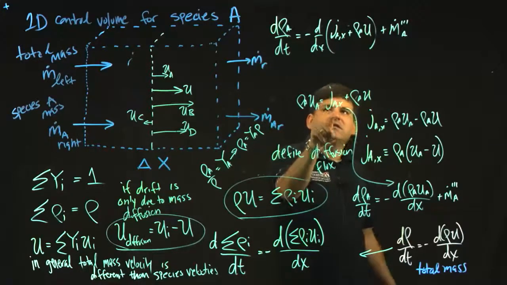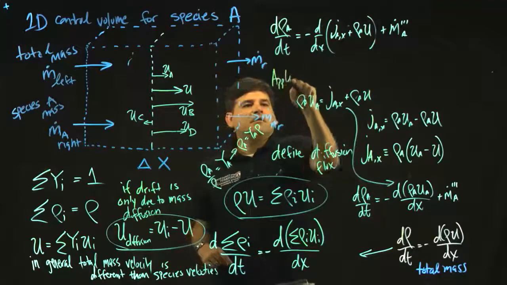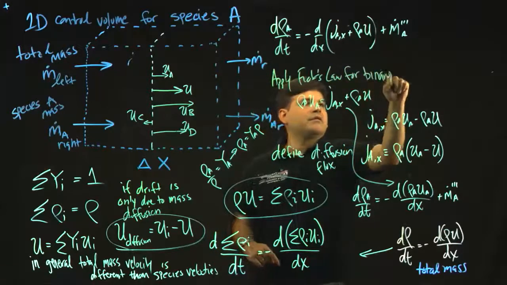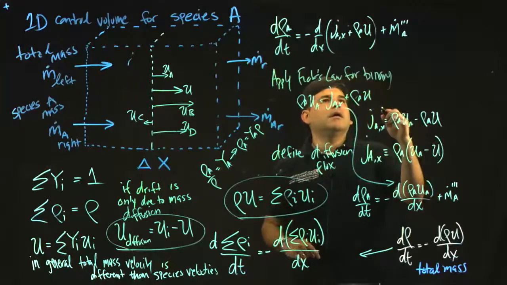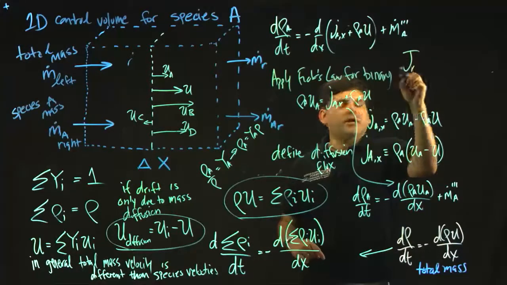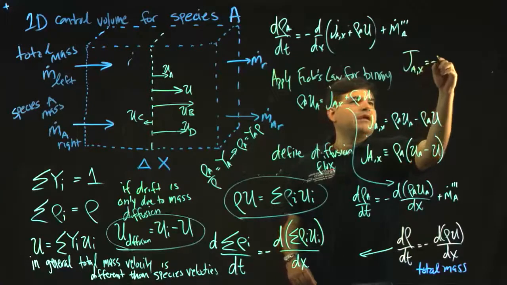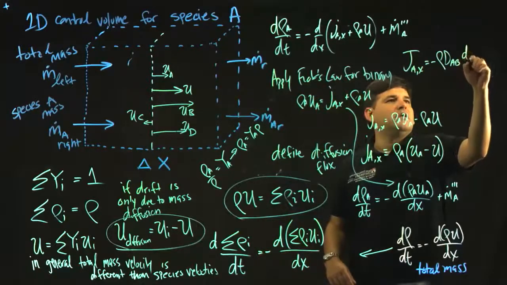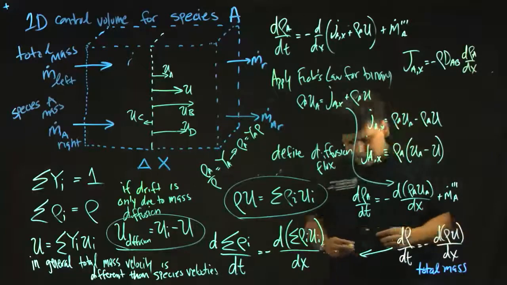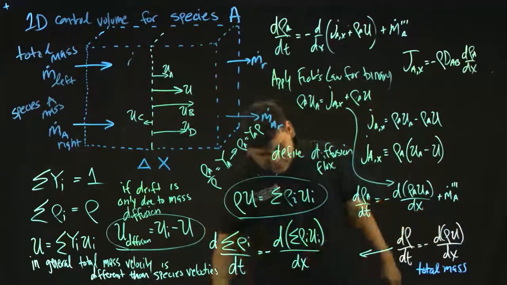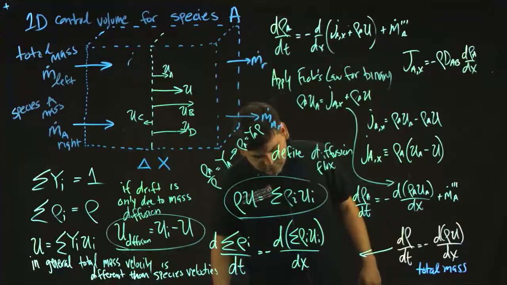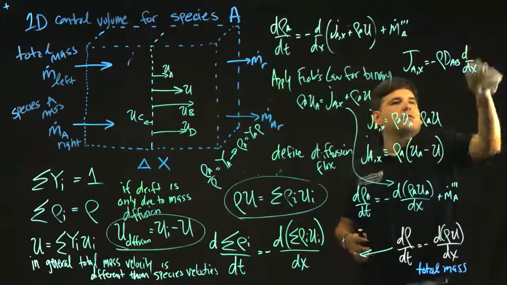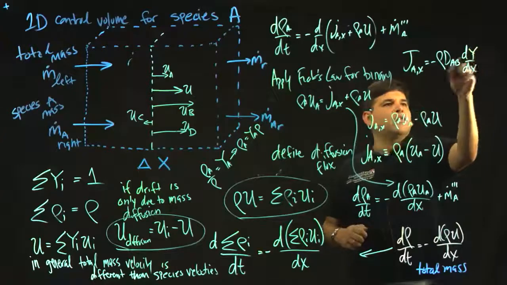this mass diffusion flux. If we apply Fick's law for binary mixture, this would be J_A,x equals negative rho D_AB, binary meaning A and B, d rho_A dx. Wait. This should be mass fraction. And then we'll interplay this.